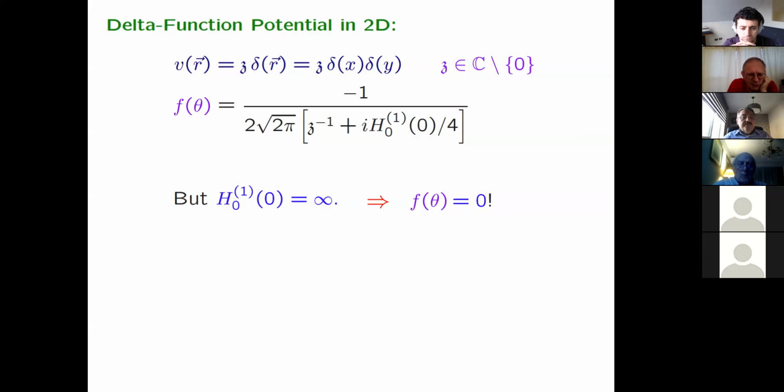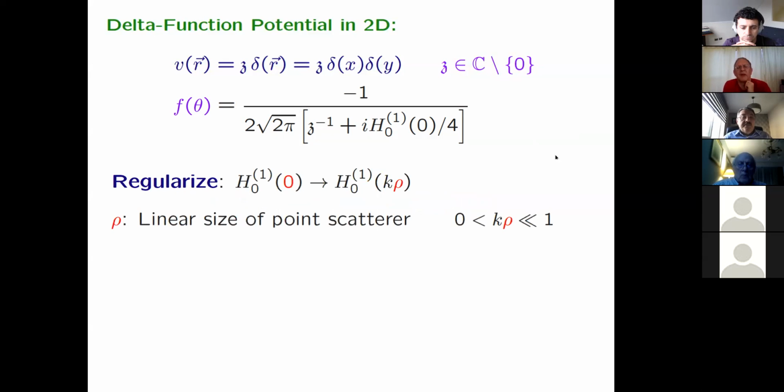So what you do, you try to regularize this infinity. There are various ways of regularization. One of the simplest is to make 0 into something which is small. And this small parameter rho is actually the linear size of your point scatterers. Really, a point scatterer does not exist. It means a scatterer which is much smaller than the wavelength. So it will have some linear dimension I call rho, and I will take this rho to be very, very small, much smaller than the wavelength. So k times rho is much smaller than 1.